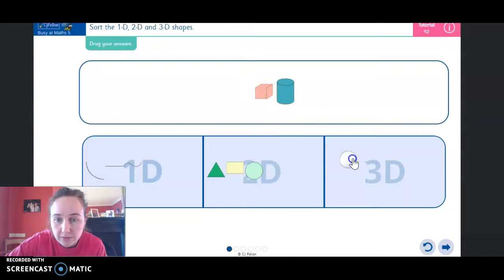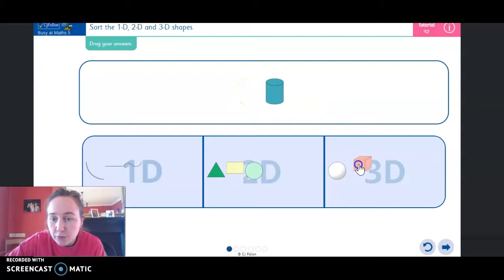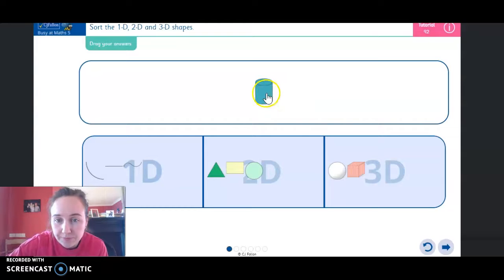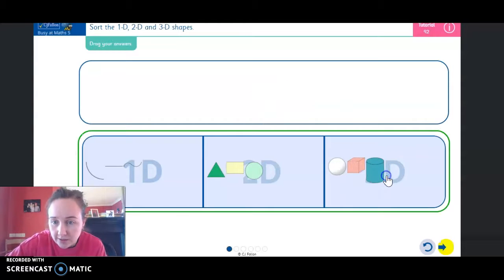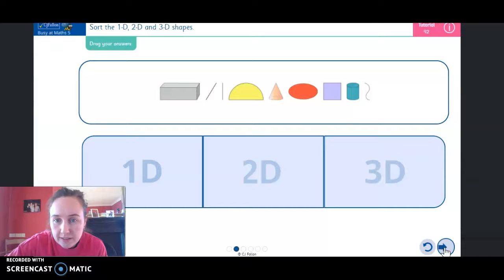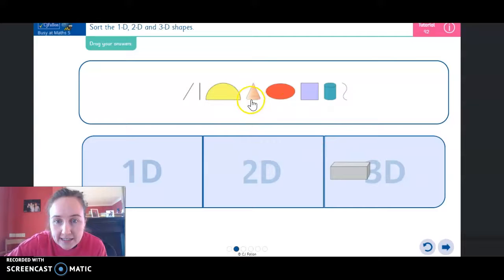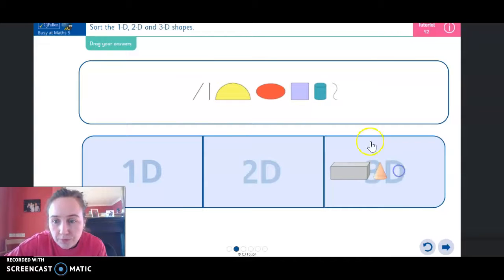Okay, so here we have a sphere, a cube with the square faces. There's no cuboids. Cuboids are the ones with the rectangular faces, and a cylinder. Anything different here? We have in this one, here's your cuboid with the rectangular faces and your cone. Okay. And cylinder again for 3D.